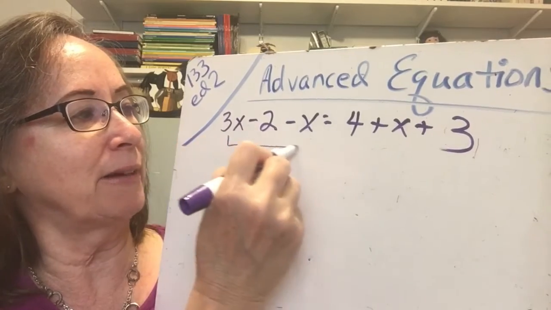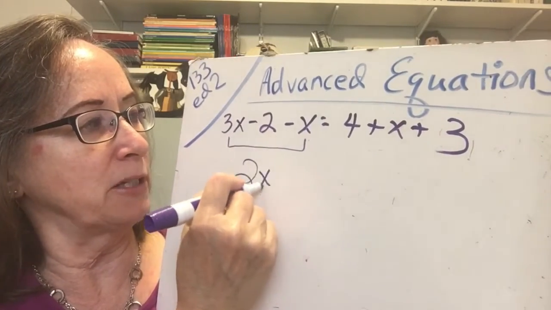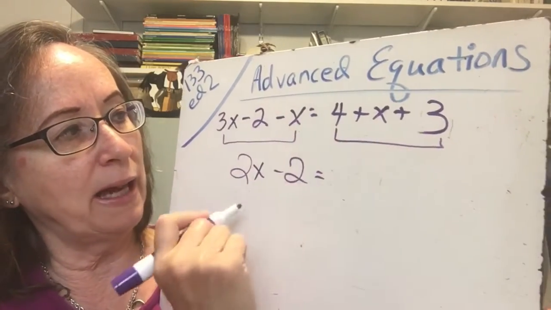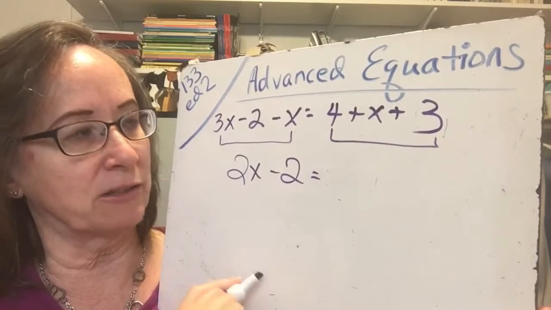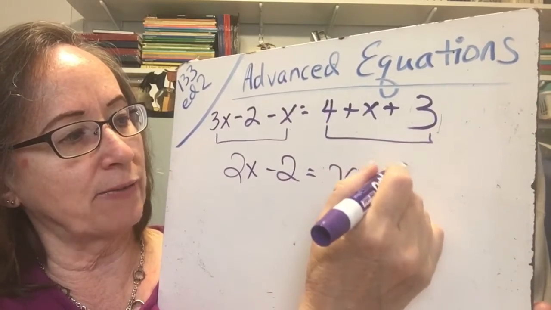We have a 3x and a -x. So on this side, we're going to simplify to 2x minus 2. On this side, we have a 4 and a 3 that are like terms. They're both constants, so we end up with x plus 7.